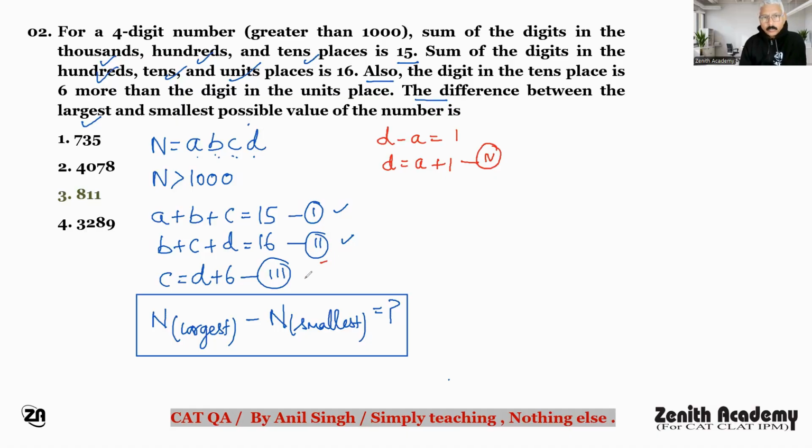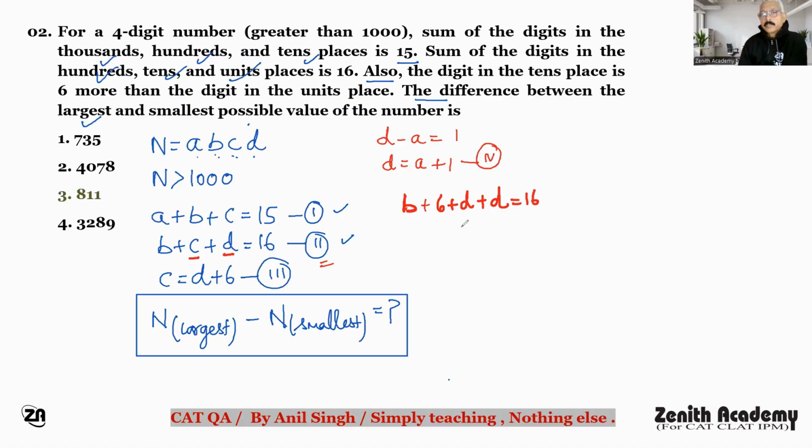Now in equation number 2, put C is equal to D plus 6. So here it is B. Let us take this B. And for C, I put D plus 6, plus D is equal to 16.